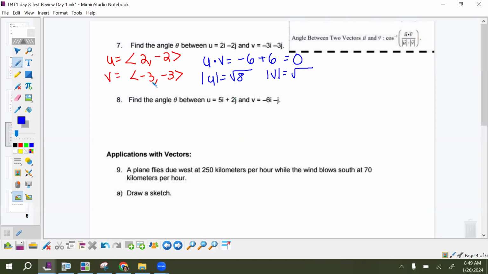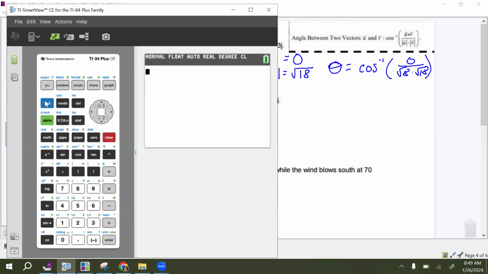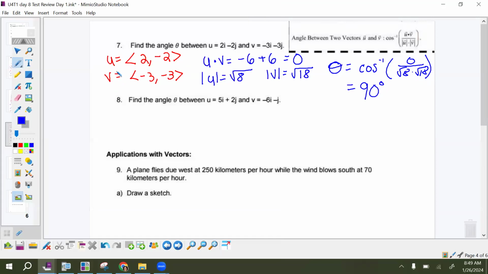V is going to be 3 squared plus 3 squared. 9 plus 9 is 18. So our angle between, in the calculator, we're going to type cosine inverse of 0 divided by √8 times √18. I'm going to take a shortcut here inside because 0 divided by anything is 0. So the cosine inverse of 0 is 90 degrees. That means U and V are perpendicular to each other because they intersect at 90 degrees.